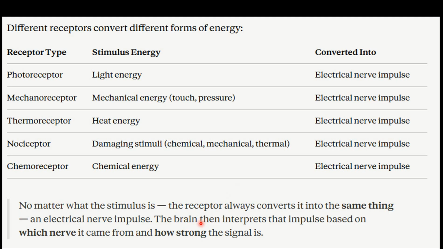Then, when this is transmitted to the brain, the brain interprets that impulse based on which nerve it came from and how strong the signal is. After that, it will decide what to respond.